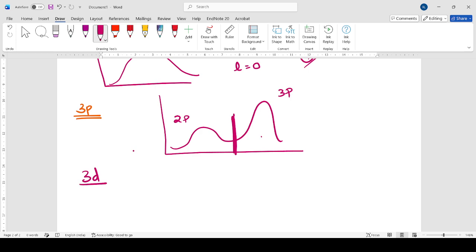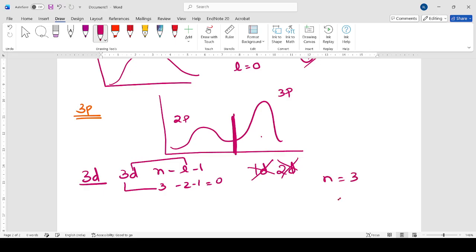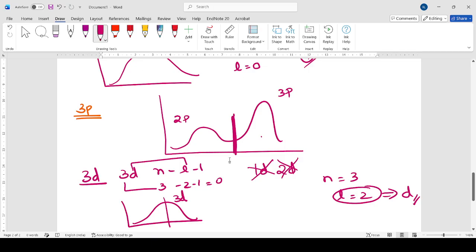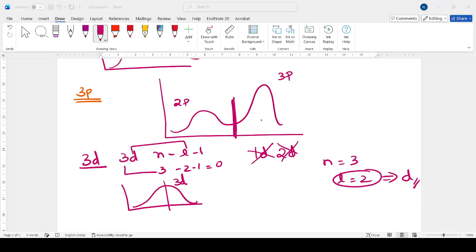What about 3d? 0, ma'am. That's right. Using the formula for 3d, n minus L minus 1: n is 3, L is 2, it's 0. Of course. Do you have any 1d and 2d? Not possible, ma'am, because only when n is equal to 3 can I have L equal to 2, and then only can I have d. So here also I have just one single peak, which is 3d. Cleared up? Yes, ma'am.